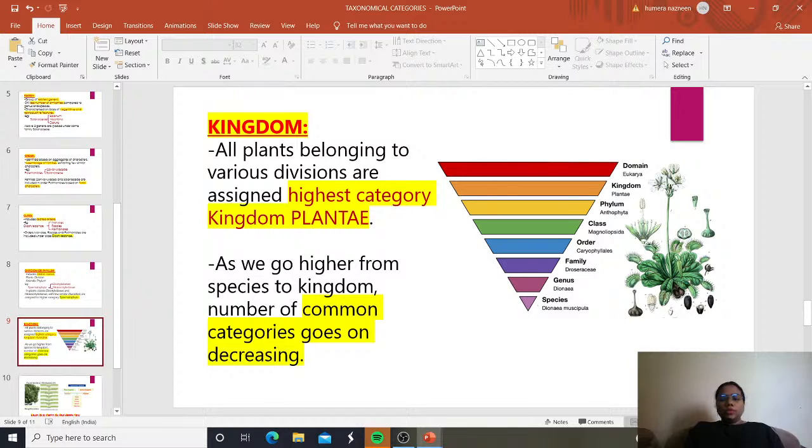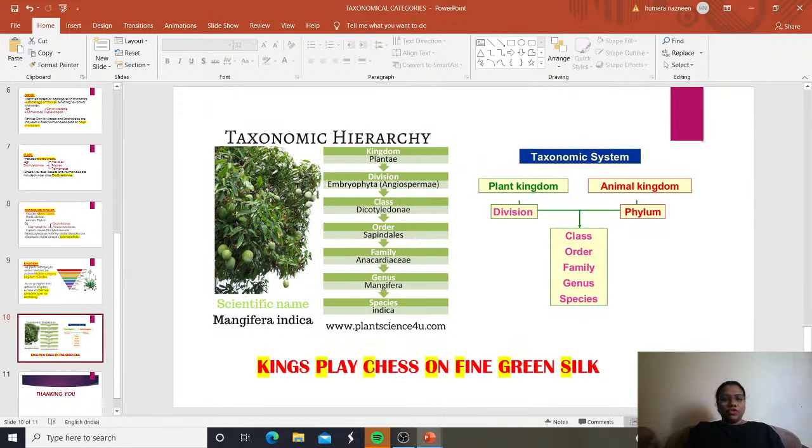Okay, so this was the representation of this, and here we have also seen an example of Mangifera indica. And the easiest way to remember when kingdom comes, when phylum comes, when class comes, is the mnemonic, so no need to get confused.